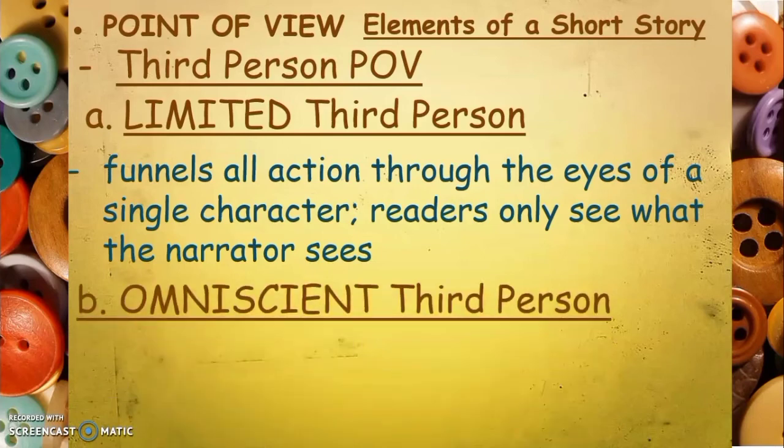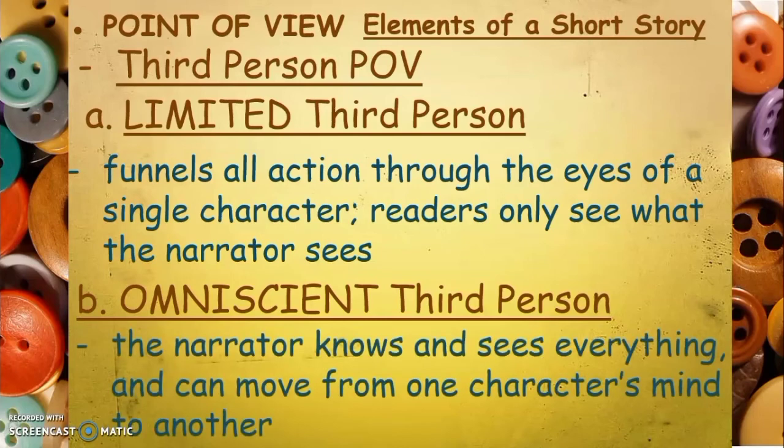Next is the omniscient third person. The narrator, who is not in the story, tells the story through the use of she or he, but the narrator can see into the minds of that character, and the narrator can tell their thoughts or maybe their feelings. Because the narrator, in the omniscient third person point of view, knows and sees everything and can move from one character's mind to another.